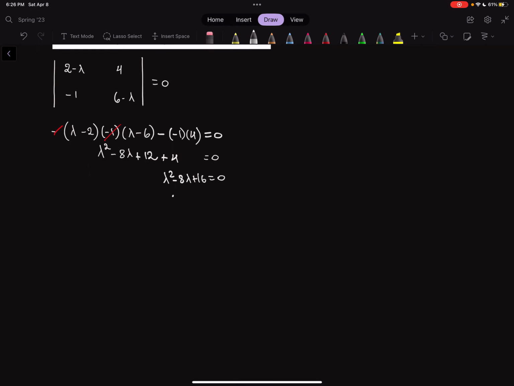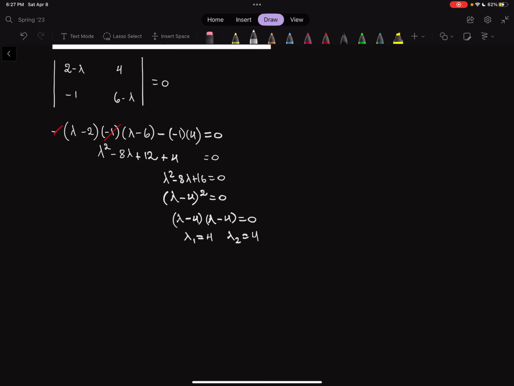Now, this is a perfect square. Lambda minus 4 squared is equal to 0. So I can take the square root on both sides, but I wouldn't do that. I would do this. Lambda minus 4 equals 0. So either lambda 1 is equal to 4 or lambda 2 is equal to 4. In either case, we have a repeated root. I meant to say 4 and 4, my bad. Because in order for the first term to be 0, lambda has to be 4. In order for the second term to be 0, lambda has to be 4.